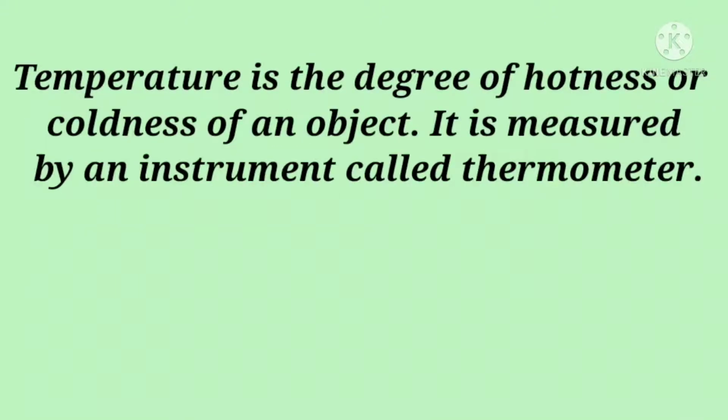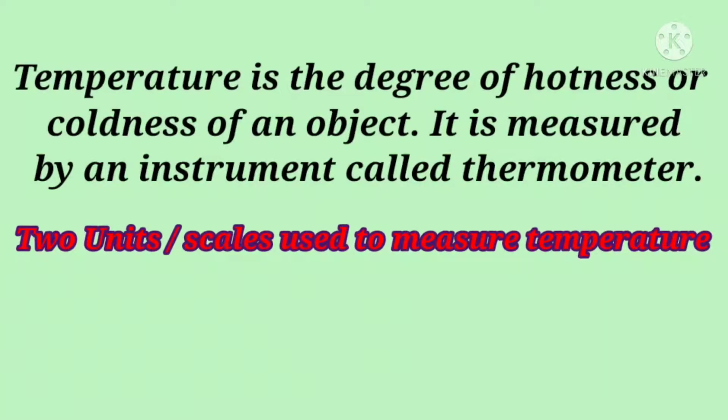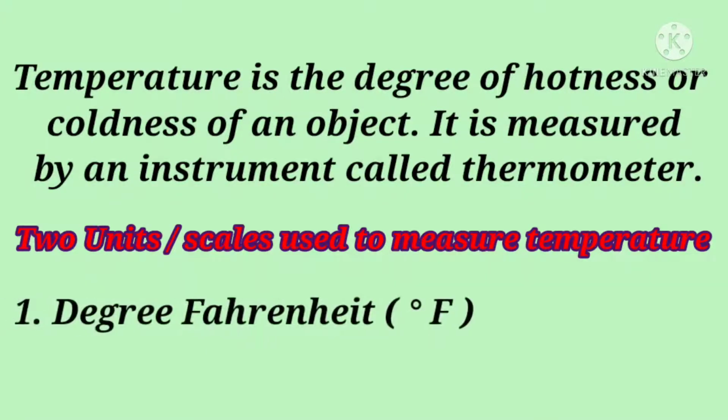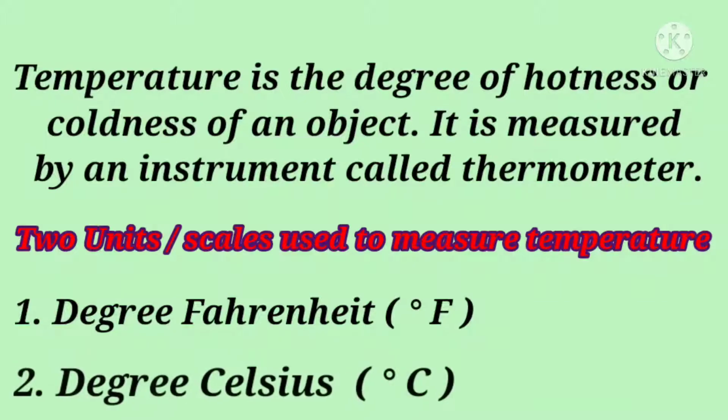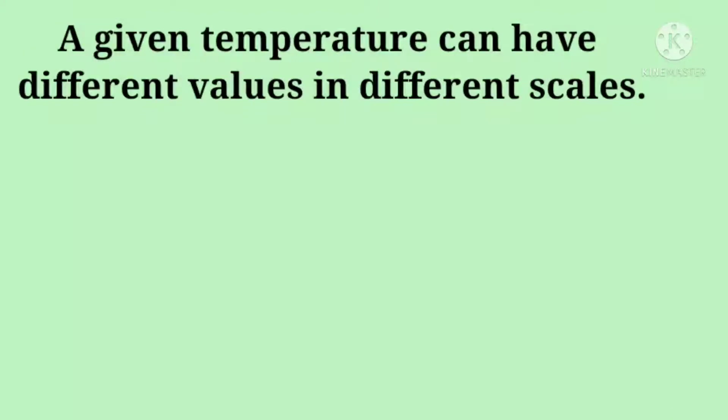Temperature is the degree of hotness or coldness of an object. It is measured by an instrument called a thermometer. Two units or scales which are generally used to measure temperature are degree Fahrenheit and degree Celsius. A given temperature can have different values in different scales.